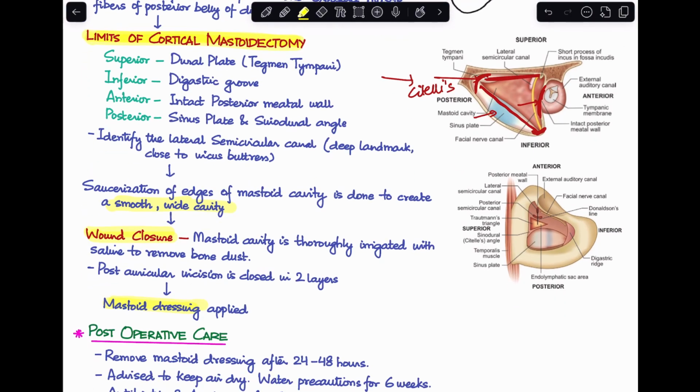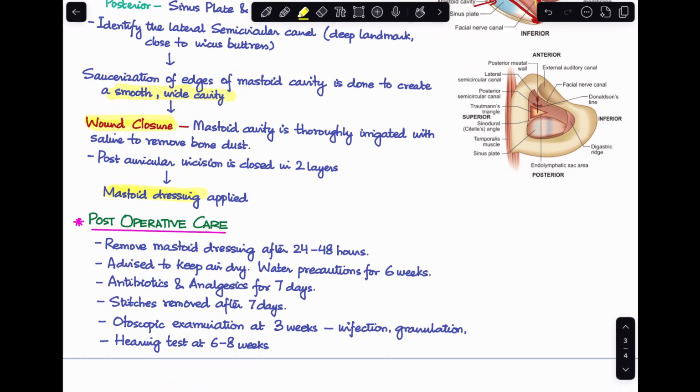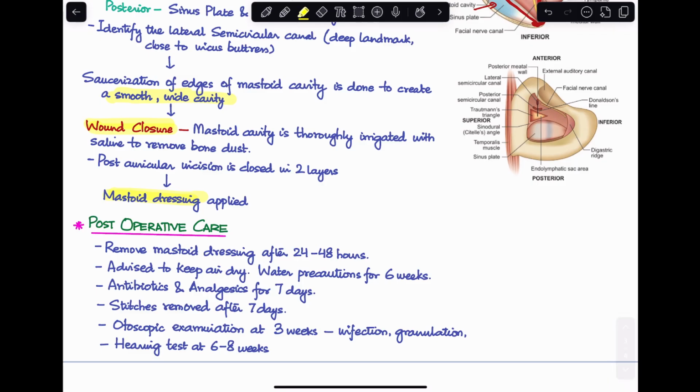And what are the limits of cortical mastoidectomy? Lastly, in these cases, what kind of postoperative care do we take? As we know, we have applied the mastoid dressing at the end of the surgery. This dressing is usually removed after 24 to 48 hours, and we'll advise the patient to keep their ear dry. It is very important to do that, and they should also take water precautions for 6 weeks.